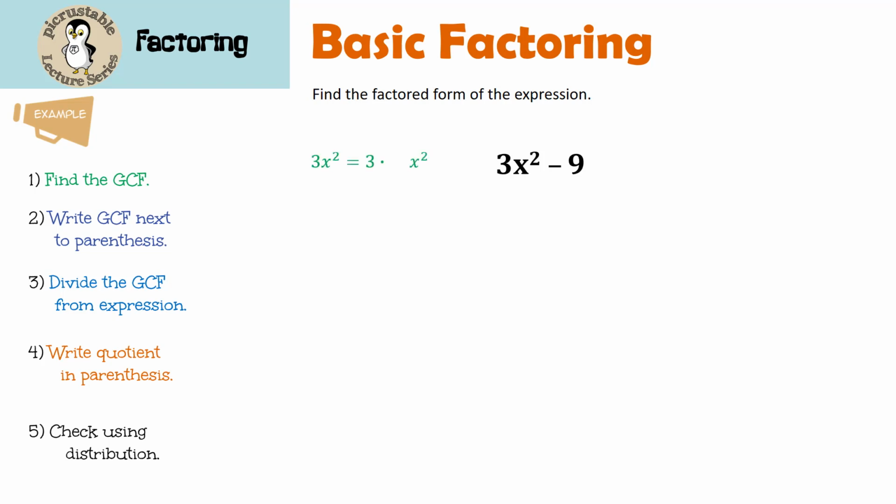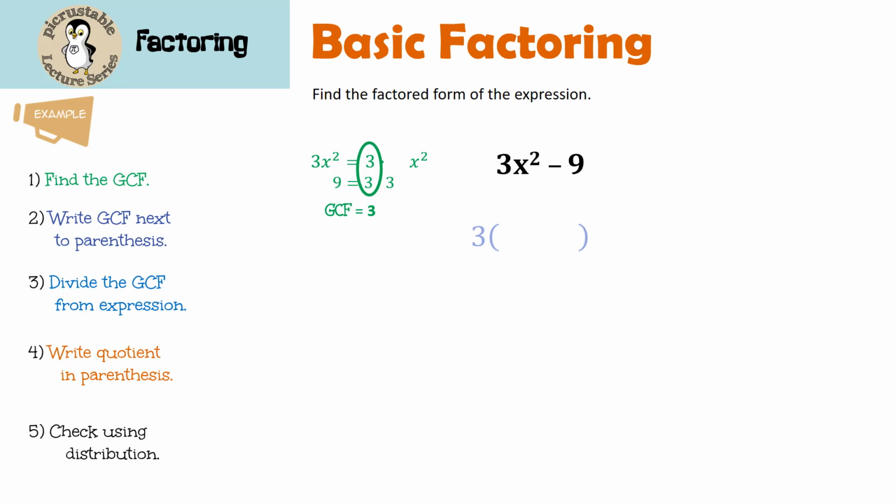3x squared is the same thing as 3 times x squared. 9 is 3 times 3. And if we remember from the previous video, all we did was circle the greatest common factor. So in this case, that's 3. Now, we write that number. It could be a number and a variable, but in this case, it's just a number next to parentheses.